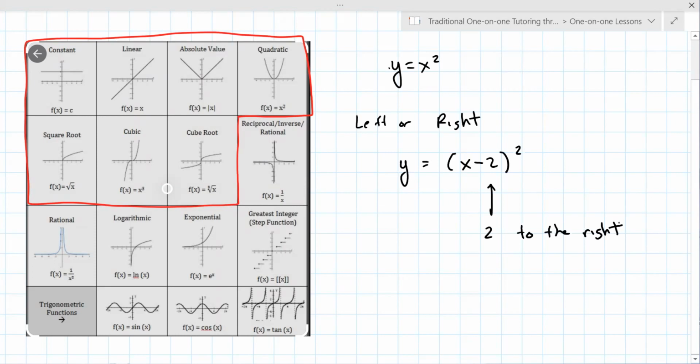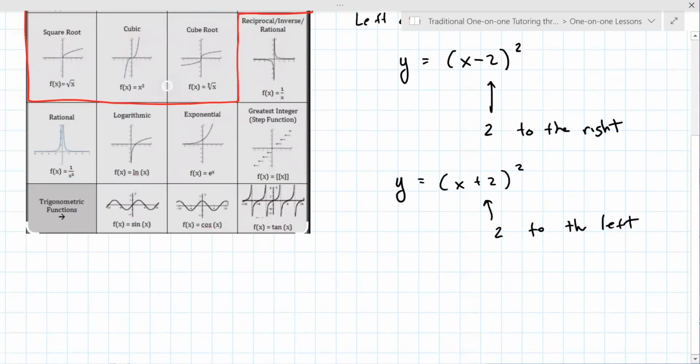There are a lot of ways to remember this, but what most students do is they remember that if it's minus, it's right, and if it's positive, it's left. There is a better way, but it's not worth trying to convince you of that at the moment. This is 2 to the left. So if it's inside and it's negative, it's right. If it's inside and it's positive, it's to the left. Okay.